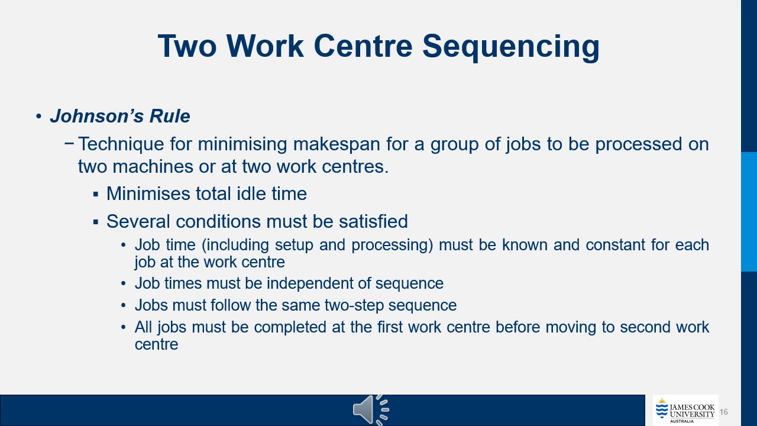By applying Johnson's rule, organizations can optimize the sequencing of jobs across two work centers, resulting in reduced makespan and minimized idle time. It helps in improving efficiency, maximizing resource utilization, and meeting production targets. So, in summary, two work center sequencing involves determining the optimal order in which jobs should be processed across the two centers. By applying rules like Johnson's rule, organizations can achieve better efficiency and resource utilization in their production processes.